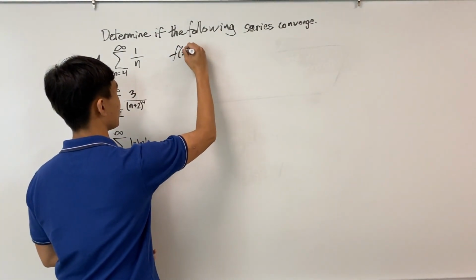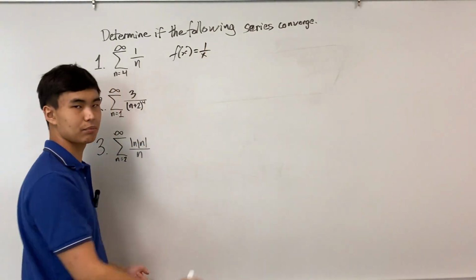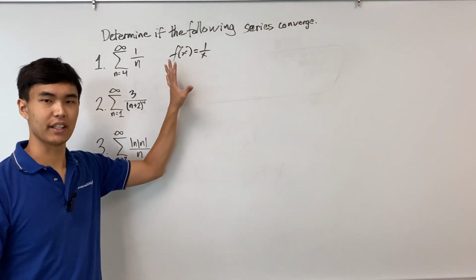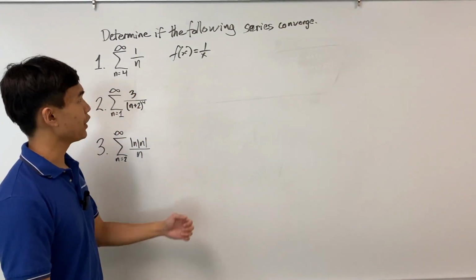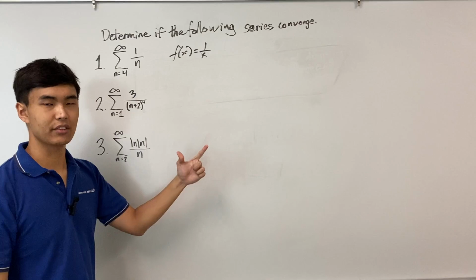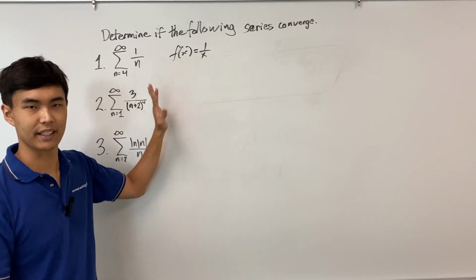So our function here is just 1 over x. And by the way, that's all you have to do to find the f of x. Just take these n's, replace with x, and you're good. And we know that 1 over x is positive, decreasing, and continuous, so we can apply the integral test.